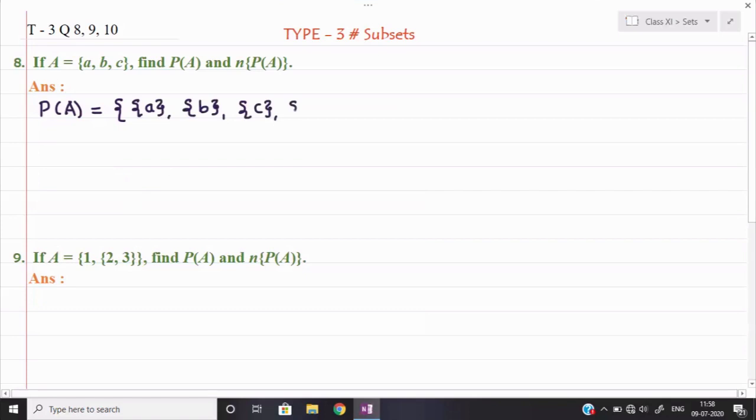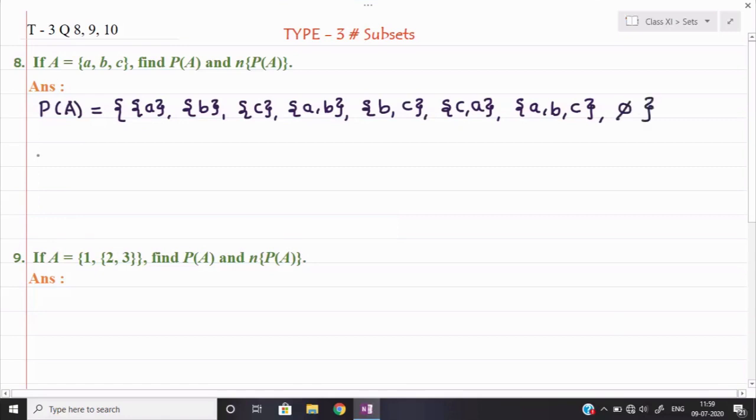Okay, then I will write down A comma B, then I will write down B comma C, and then C comma E. Last it will come A comma B comma C, all the three elements, right? And finally it will come only 5.